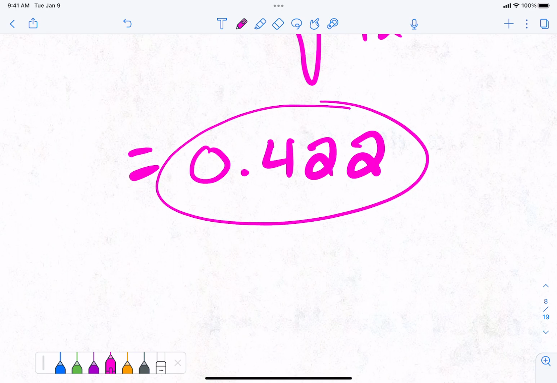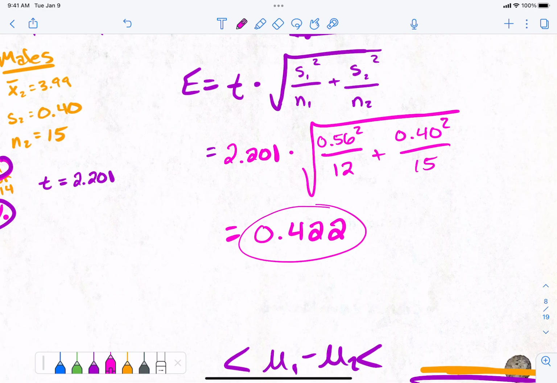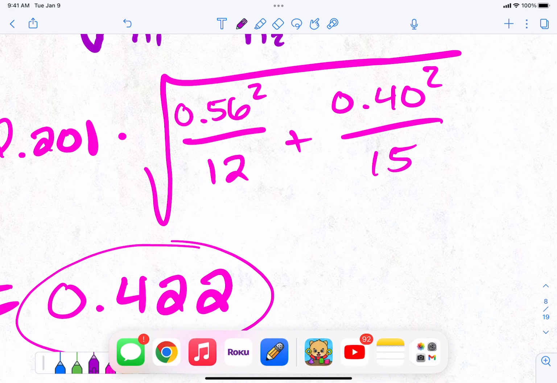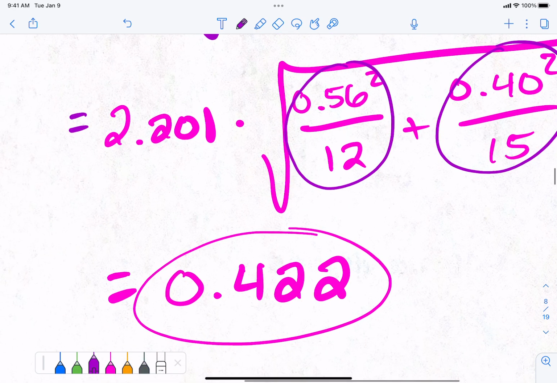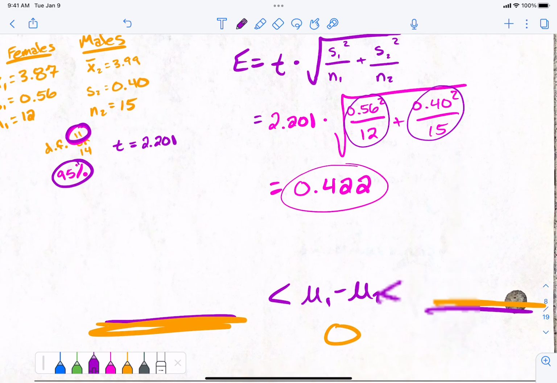Usually if two people randomly come upon the same number, it's probably correct. What was it? 0.422? Do you need help? Nope. If I have a dumb calculator, I would do this chunk right here, and then do this chunk, and then add them together, take the square root, and take it times 2.201. Okay? That's that.